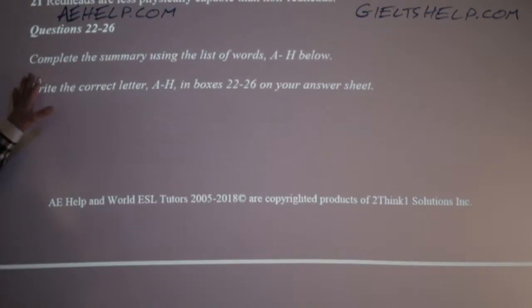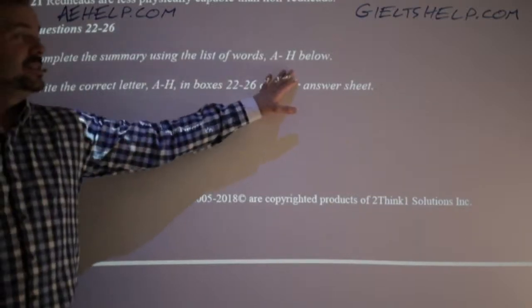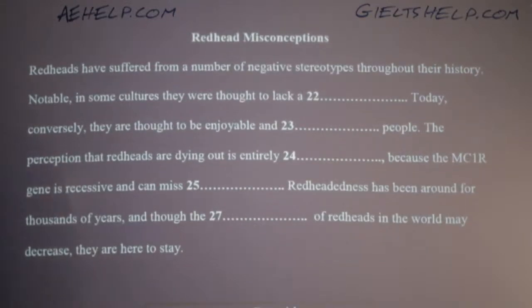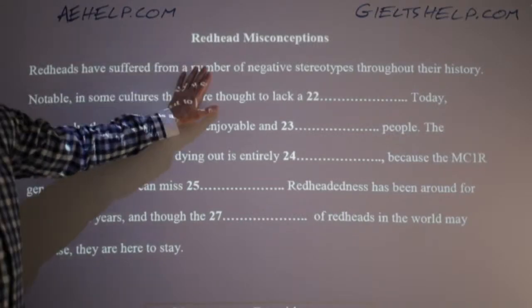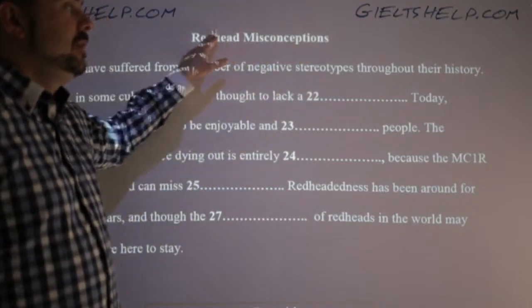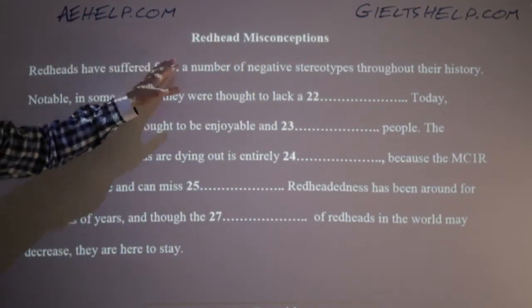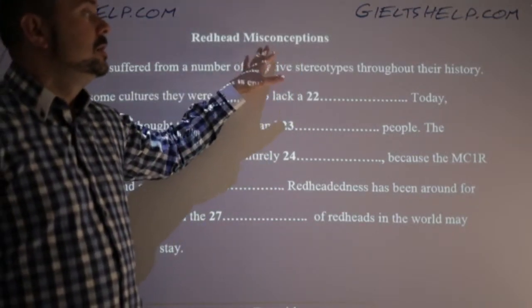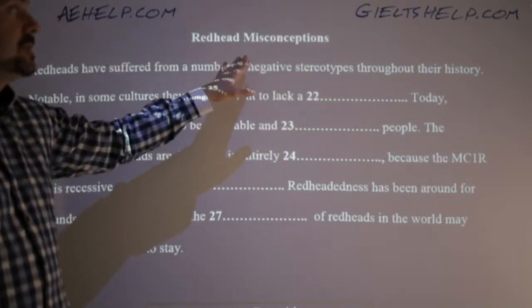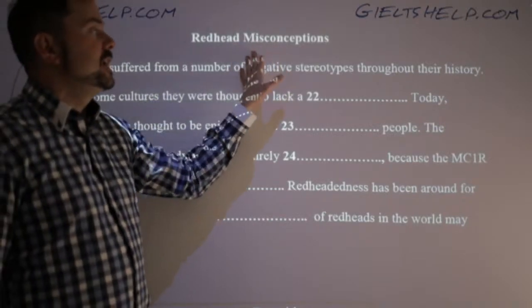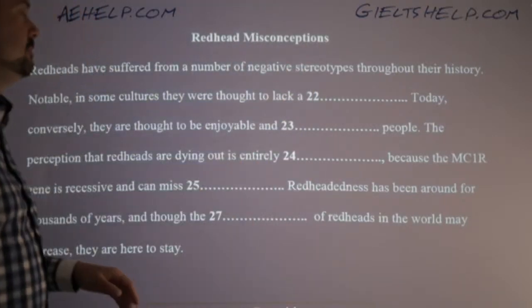And then we have complete the summary using the list of words. So we have a summary completion. Again, that is good to read before the passage. So, redhead misconceptions. Do pay attention to the title of summary completion questions. Misconceptions here means misunderstandings or wrong beliefs. A conception is a belief. A misconception is a wrong or incorrect belief.